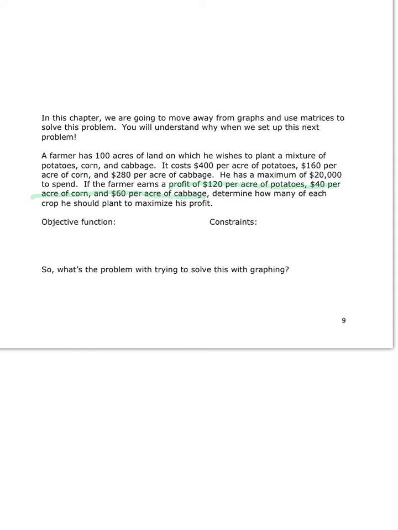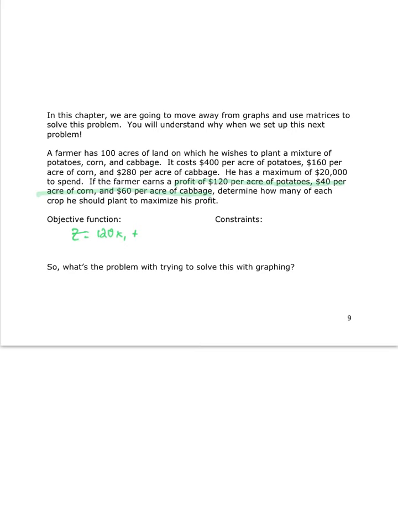So I can use this information to find an objective function. I might have z is equal to 120x1 for the potatoes, and then 40x2 for the corn, plus 60x3 for the cabbage. Okay, so there's my objective function, but I also have some constraints here.